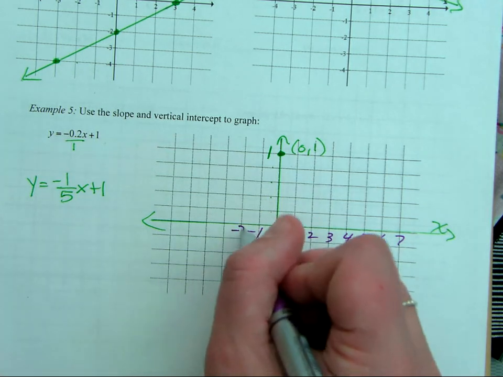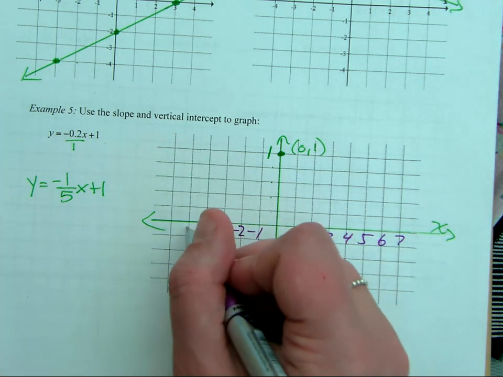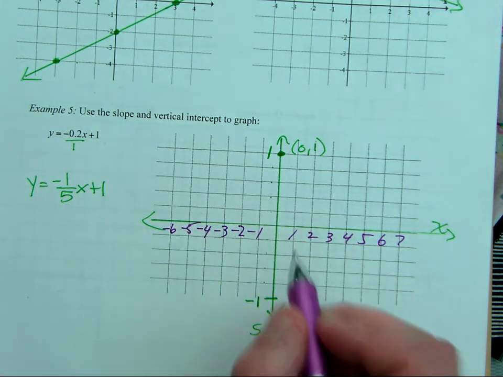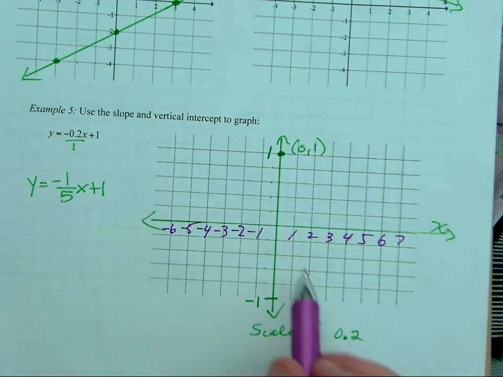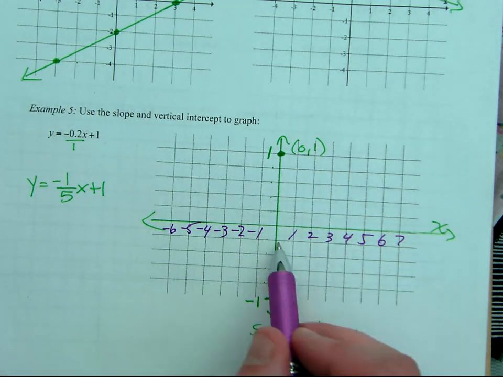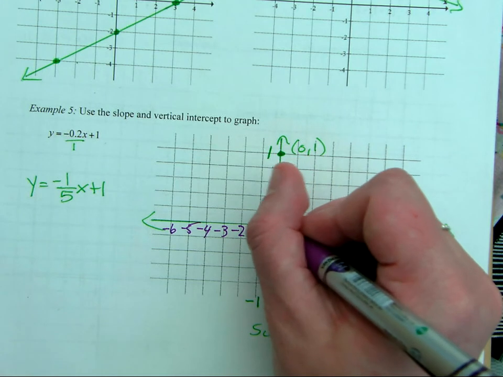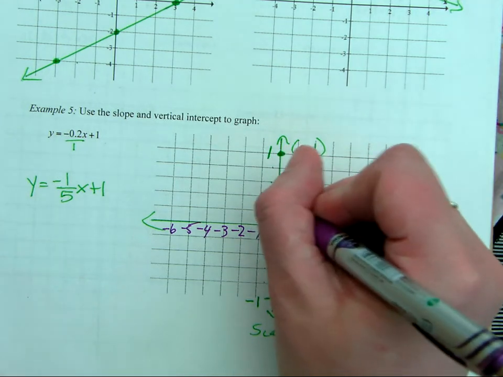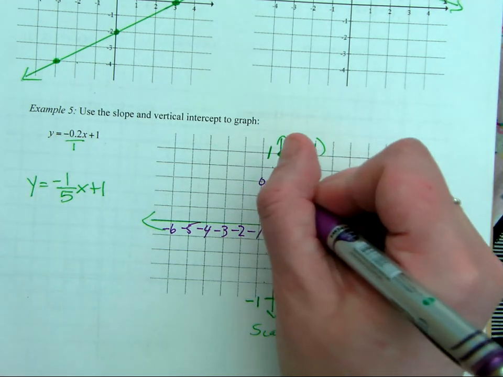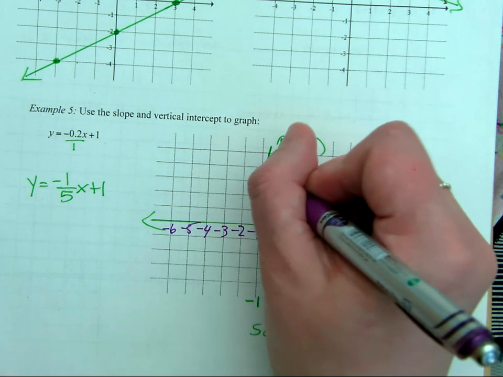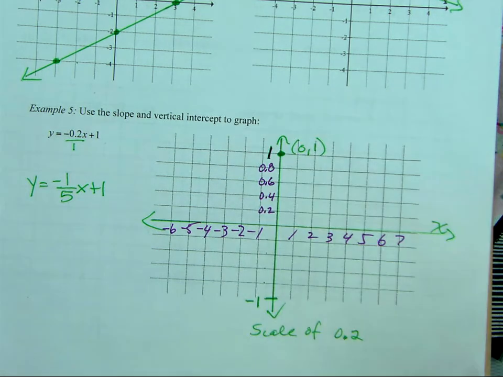Yeah, absolutely. -2, -3, -4, -5, -6. I could have even skip counted. That gets kind of crowded, so if I skip counted, but here maybe I'm saying this is 0.2, 0.4, 0.6, 0.8, and then 1 whole.